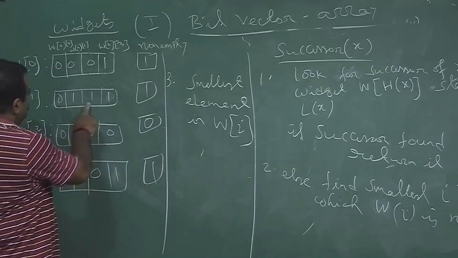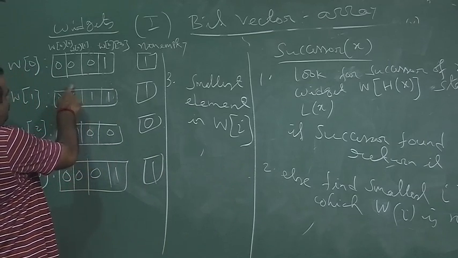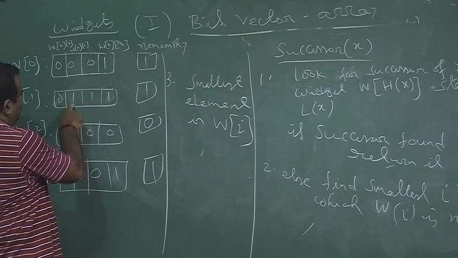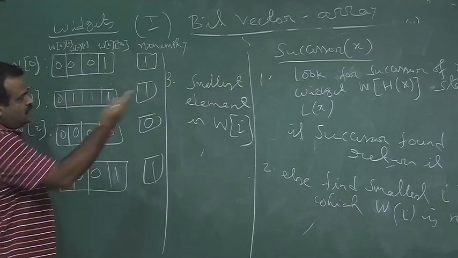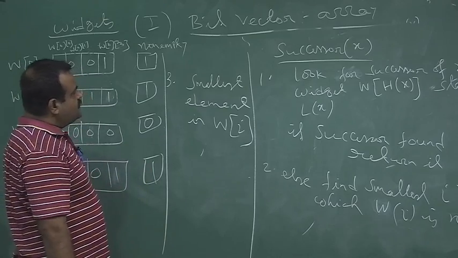So, suppose we know this is non-empty. So, we will return the smallest element. This has 1, so we will return this. So, this is the code. Now, what is the time complexity for this?